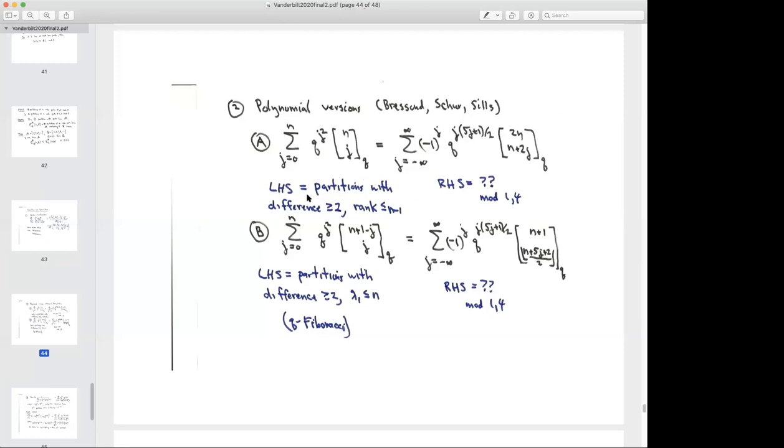Now we know what this left-hand side counts in terms of partitions. It's partitions with difference at least 2 and rank at most n minus 1. The same rank function. What is the right-hand side as a set of partitions, 1 or 4 mod 5, which are restricted by n in some way? I don't know the answer to this. It looks like it should be very easy to do by inclusion and exclusion. But I don't know how to do that. It's very frustrating.